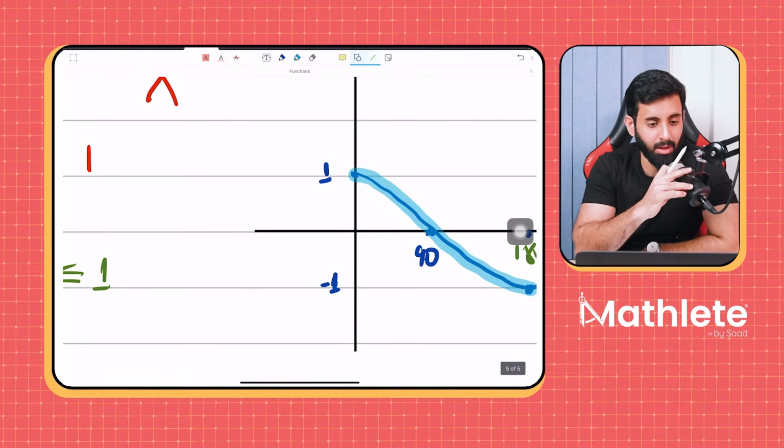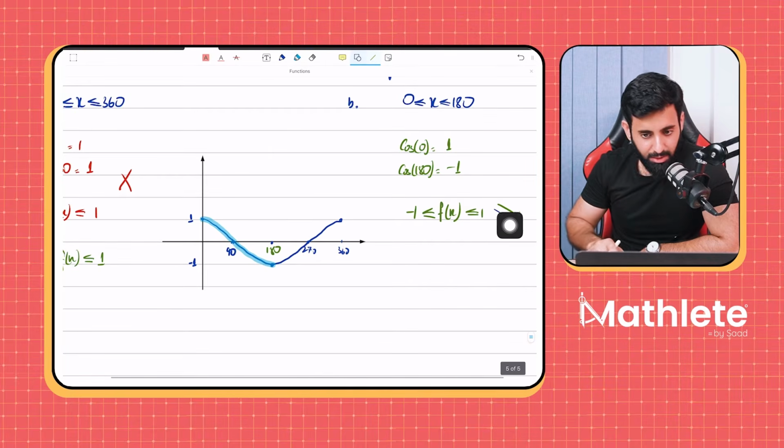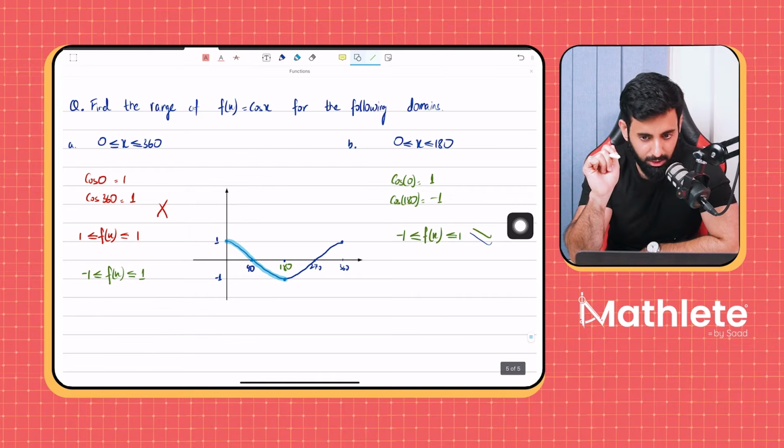Now let me tell you, this method where you plug in the extreme points and give your answer in range form can only be done in a 1 to 1 function.